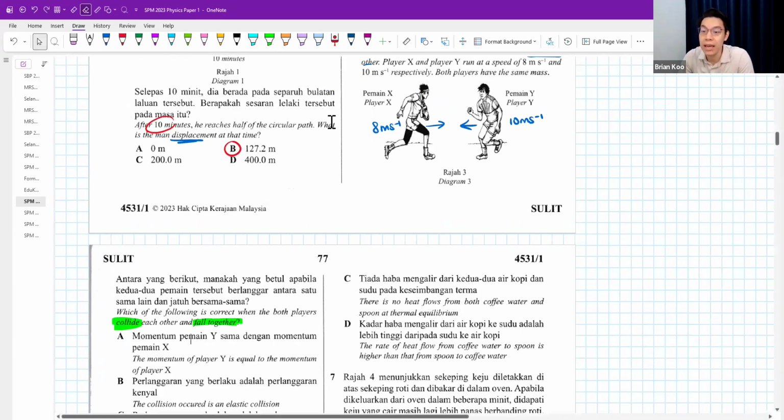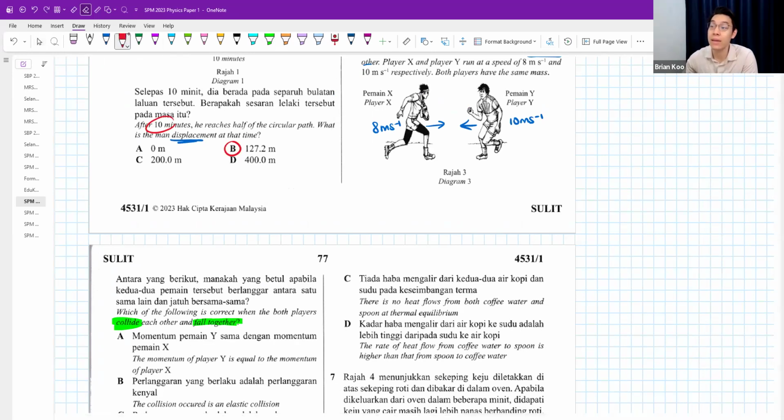Okay, let's take a look. A, momentum of player Y is equal to momentum of player X. Nope, because they have the same mass, the question said.